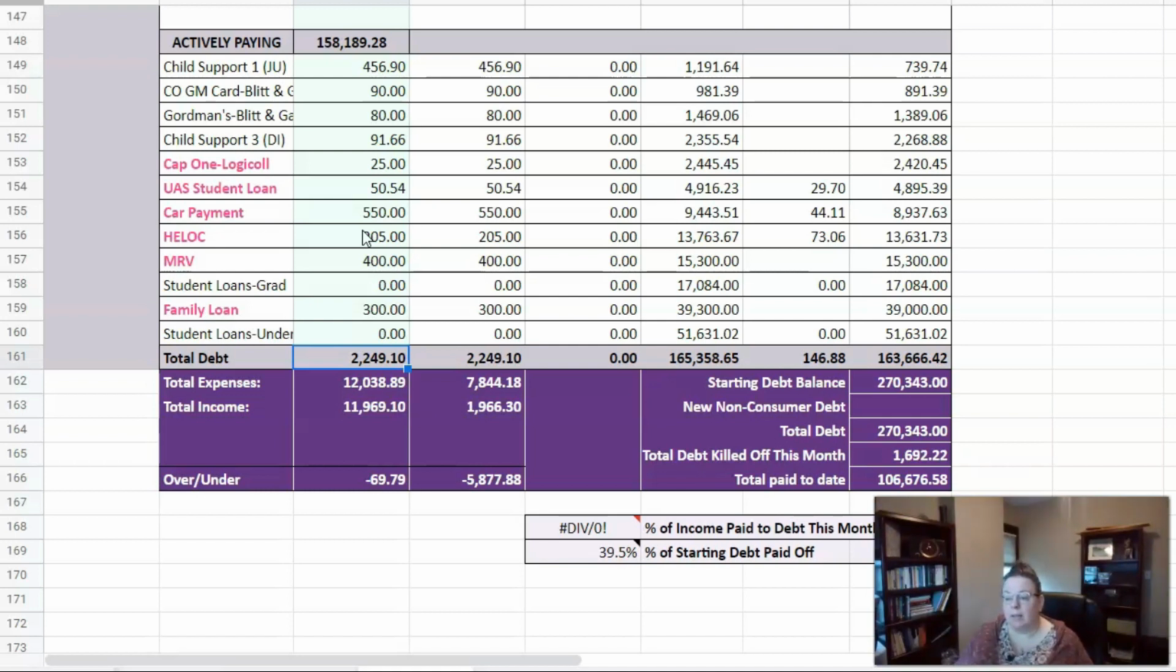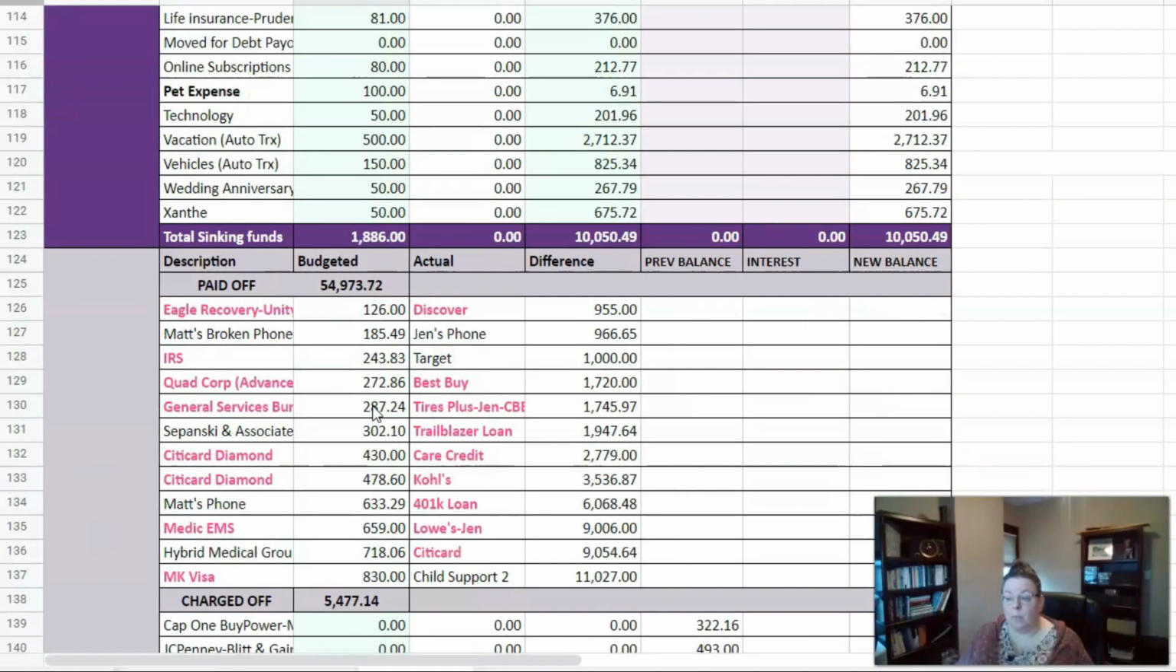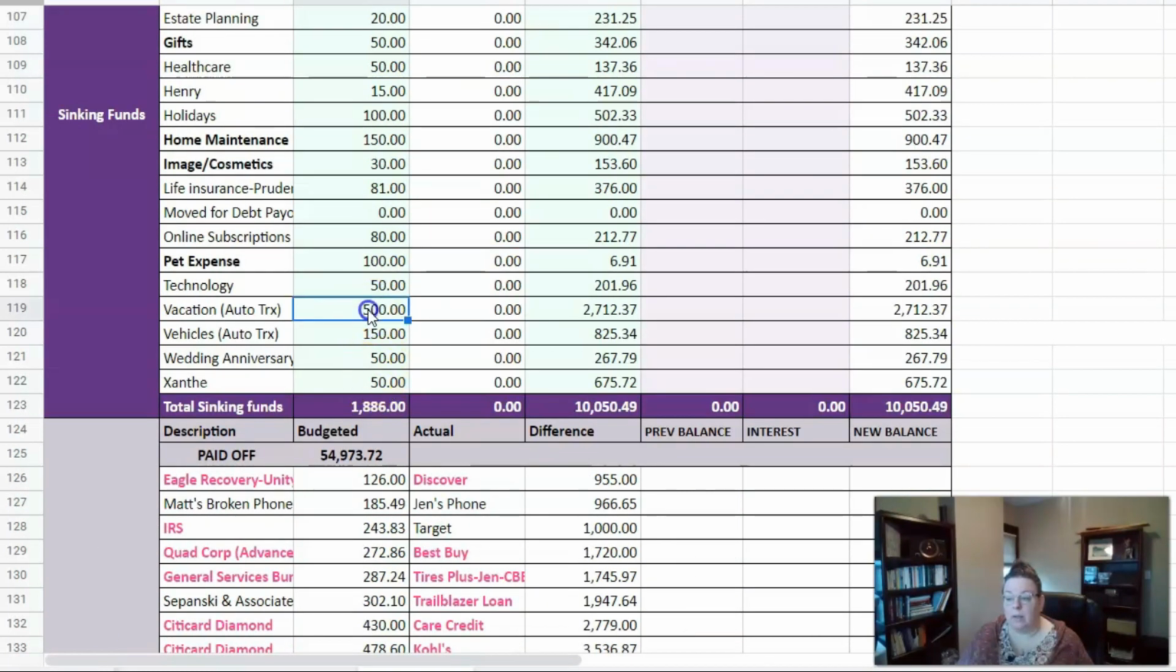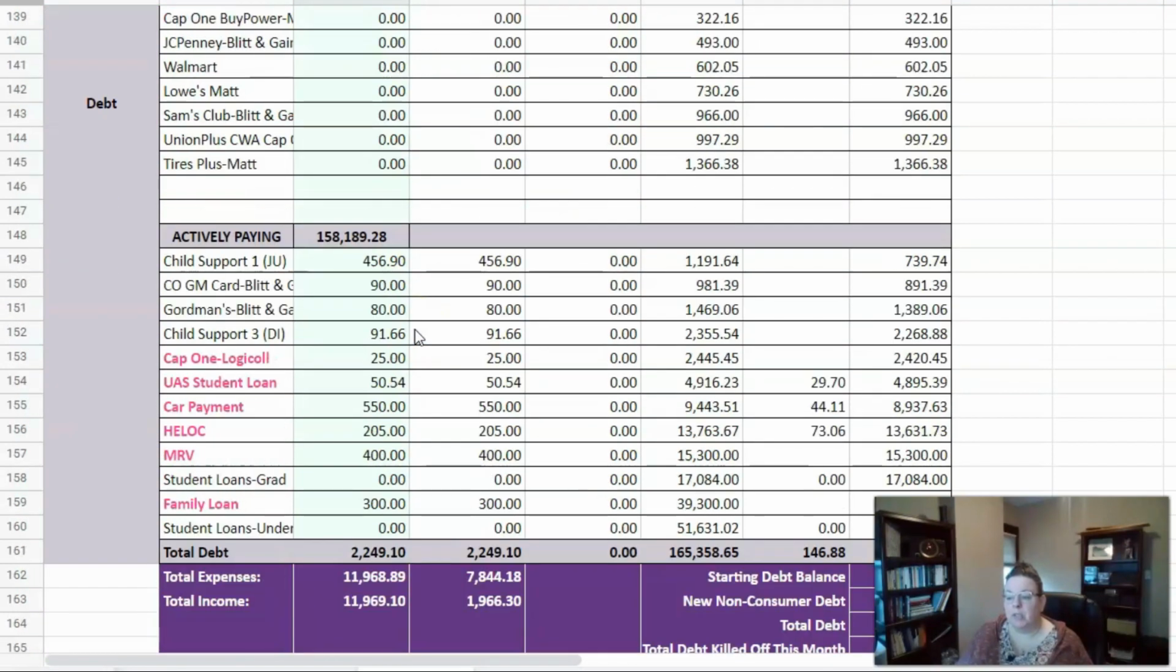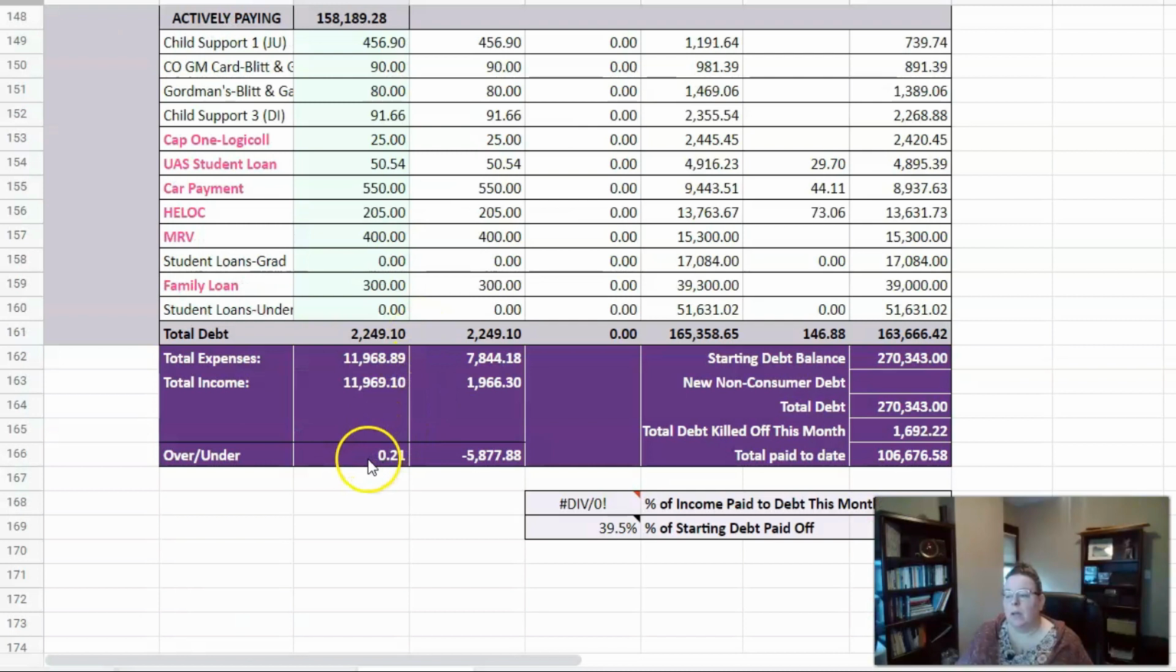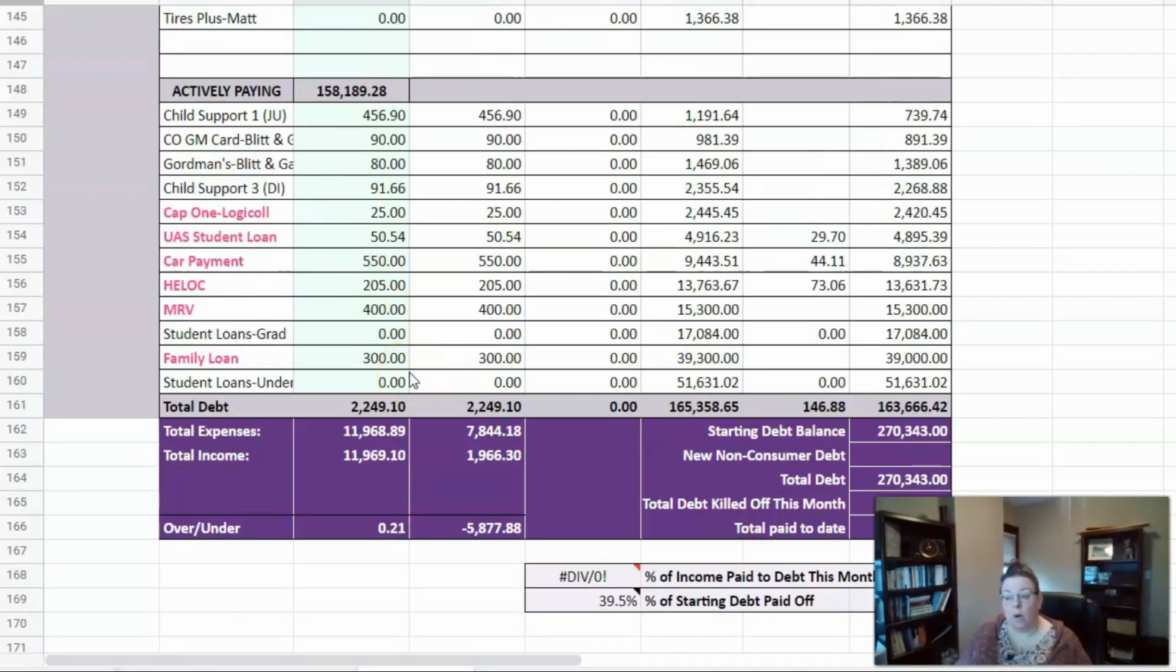Now, if you look here, I have our total expenses at $12,038, but our income is $11,969. So obviously that's a problem and we need to make an adjustment. So I am going to reduce vacation by $70 and take it down to $430. And then that brings us pretty much to zero. And so that is our plan for May, including our new debt row that I just added.